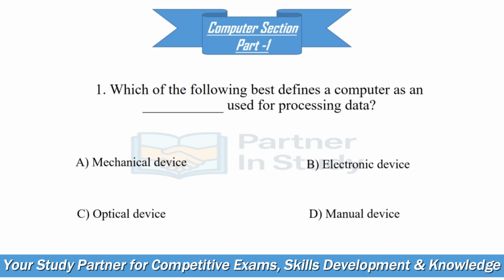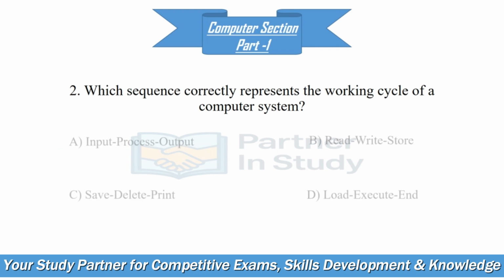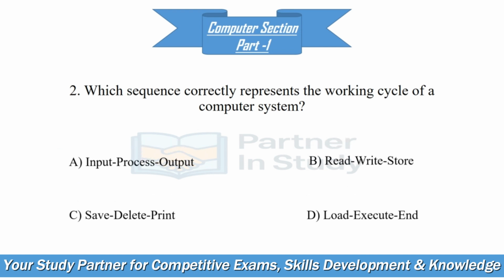Which of the following best defines a computer as a device used for processing data? The right option is option B, electronic device. Which sequence correctly represents the working cycle of a computer system? The right option is option A, input, process, output.